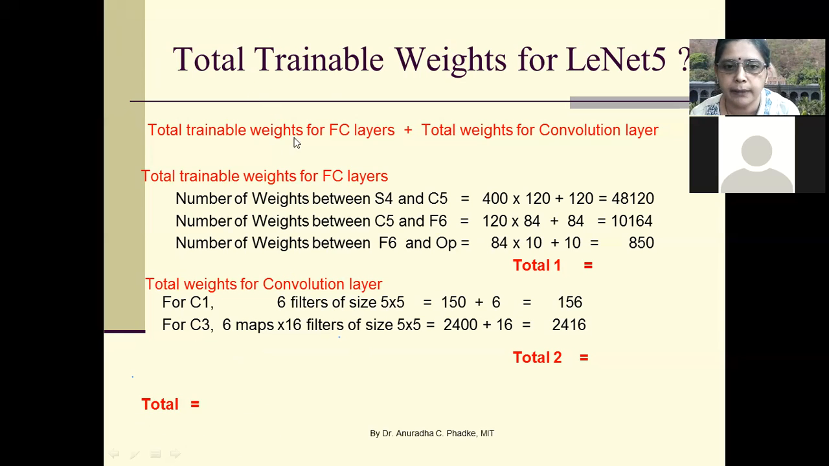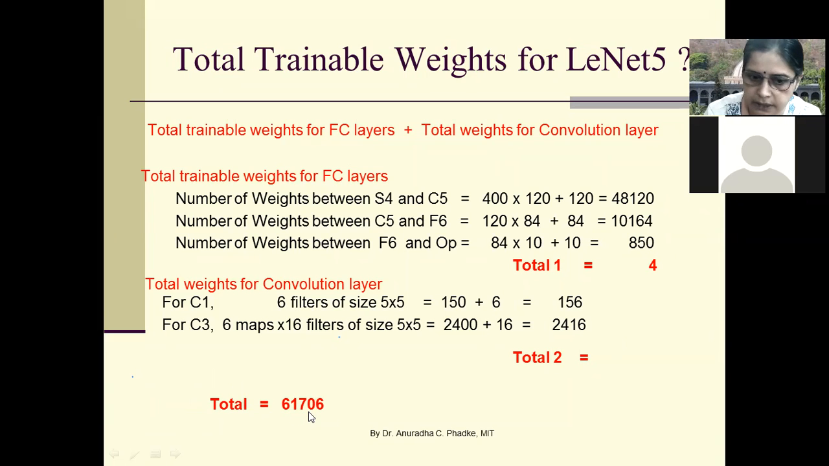So total trainable parameters for fully connected layers plus total trainable parameters for convolution layers, that will give you the total for the entire LeNet5 network. So total 1 plus total 2 gives you the total number of parameters. So just verify it. So it is 61,706. Okay, so a huge amount of trainable parameters are required.